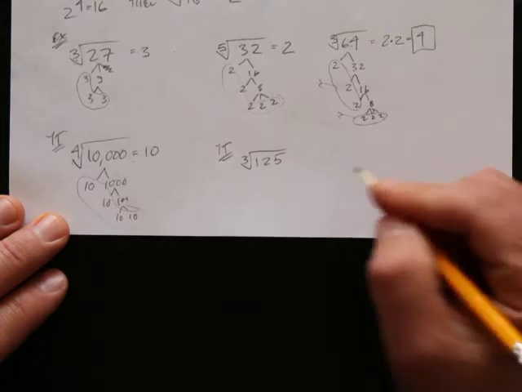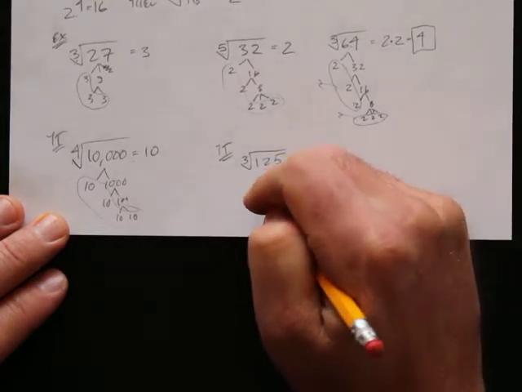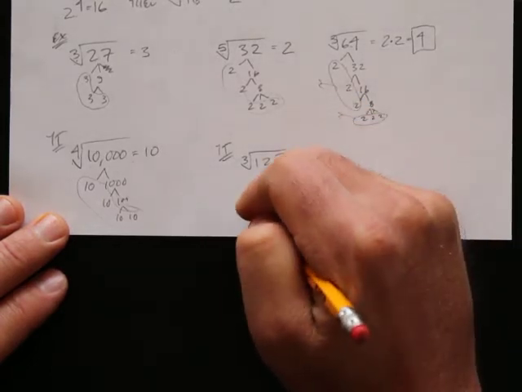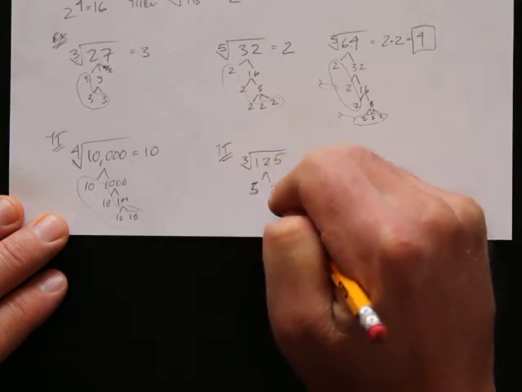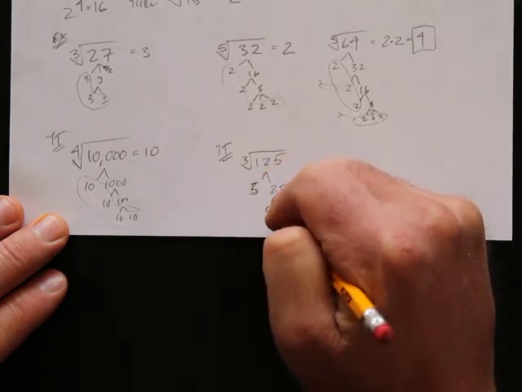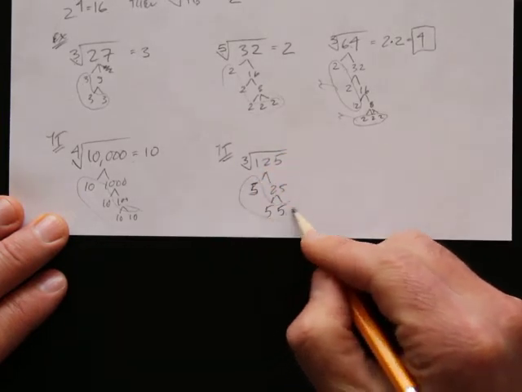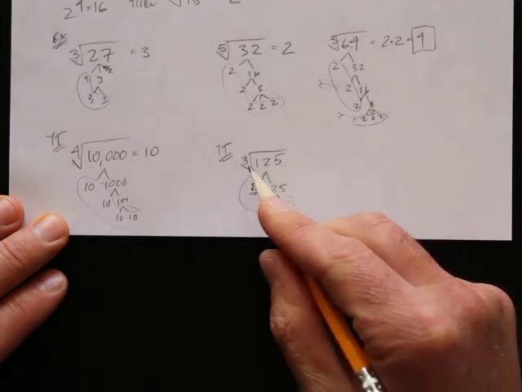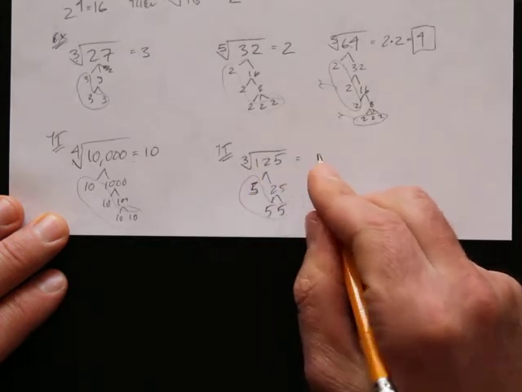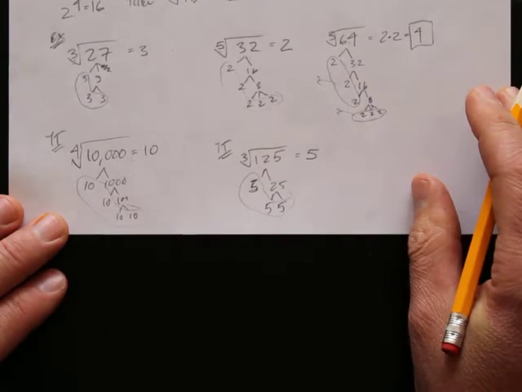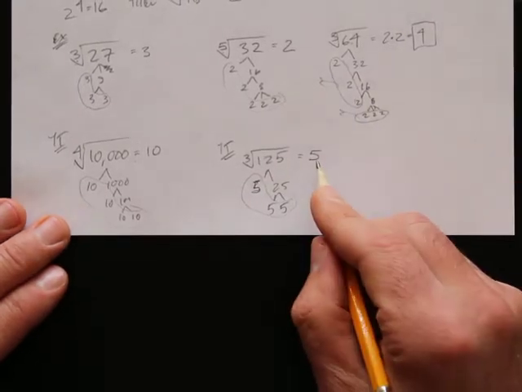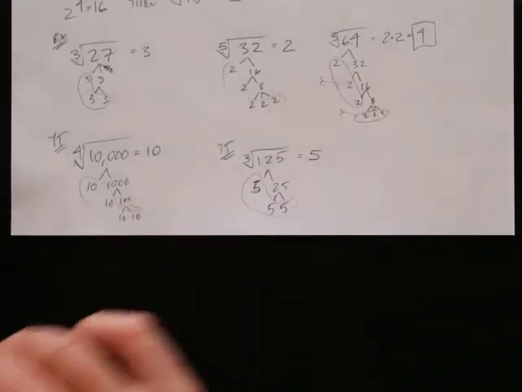All right, the 3rd root of 125. 125 is 5 times 25, 25 is 5 times 5. So I've got 3 5's here, 1, 2, 3. I'm looking for the 3rd root, so my 3rd root of 125 is 5. All right, let's keep moving.